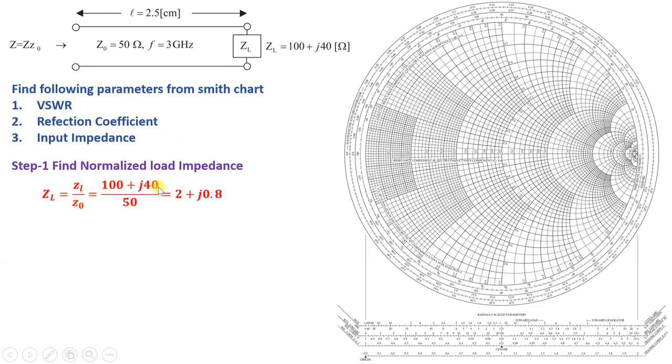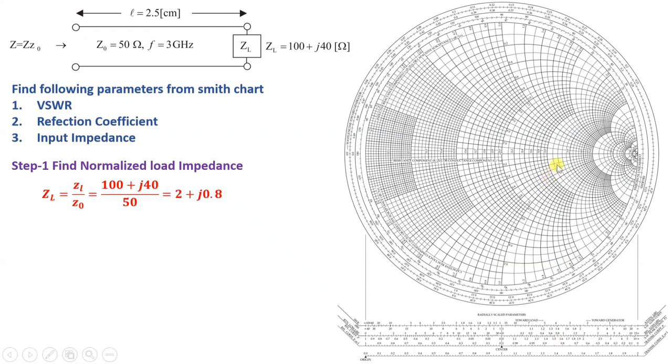ZL is 100 plus J40, Z0 is 50. So 100 divided by 50 is 2, which is the real component, and the imaginary component is plus J40 divided by 50, so that is plus J0.8. This is the point that we have to place in the Smith chart first.